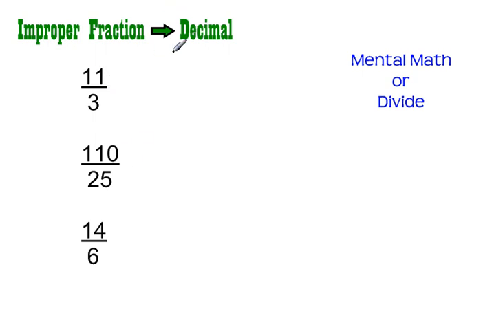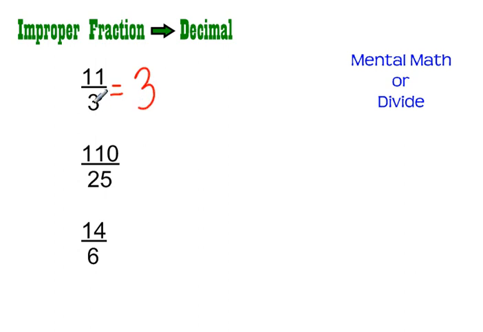Now we've got improper fractions that we need to turn into decimals. I like for you to try to do these with mental math, but if you don't know how, or if you find that a little bit challenging, you can always set them up by setting up division. How many times does 3 go into 11? 3 goes into 11 3 times.